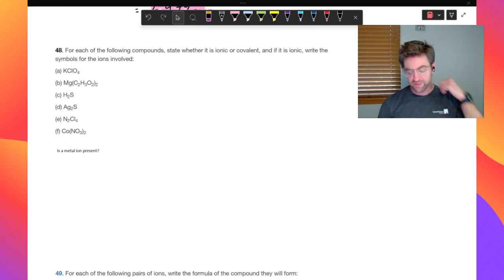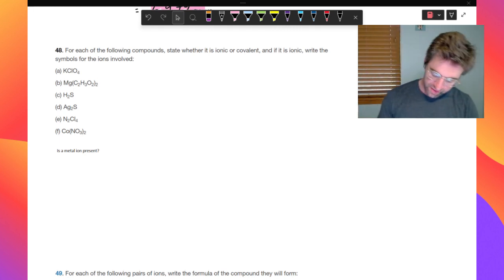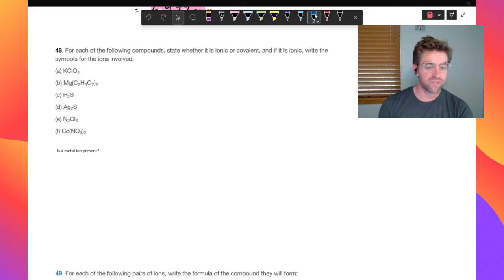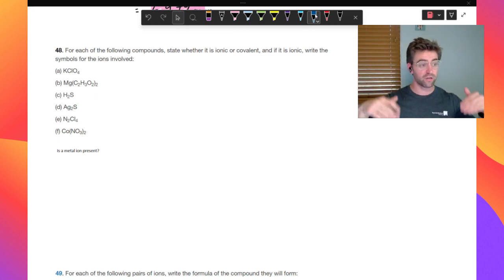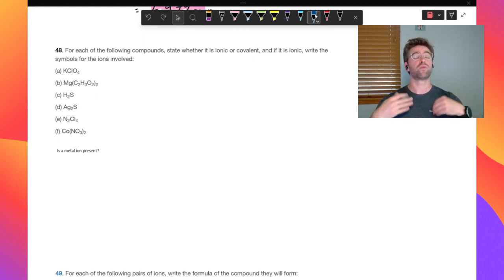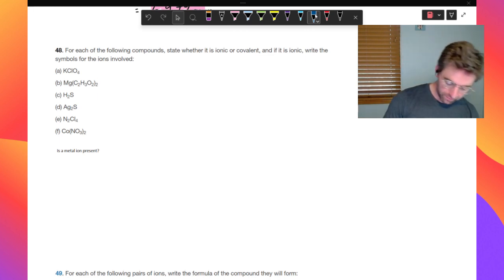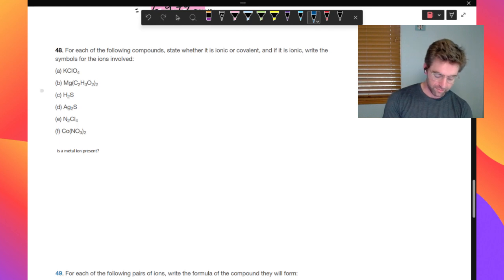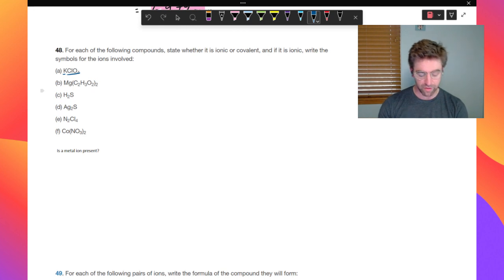All right, so for number 48, for each of the following compounds, state whether it is ionic or covalent, and if it is ionic, write the symbols for the ions involved. The way that you solve this is by going back to that periodic table that we looked at earlier, where we had the charges notated based on how far it was from the noble gases. So if you have an alkali metal and a non-metal in a compound, it is probably an ionic compound. To really recognize these components, you need to have looked at that chart and know your periodic table pretty well.